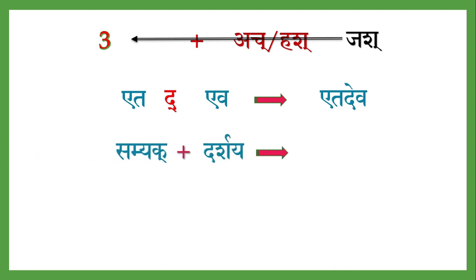In our second example, Samyak plus Darshaya, we will again remove the letter Ka for Ga to enter, which is the third letter, and the combined word becomes Samyak Darshaya.